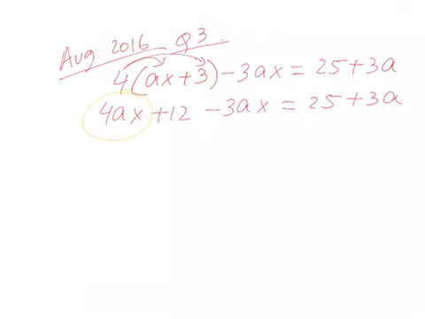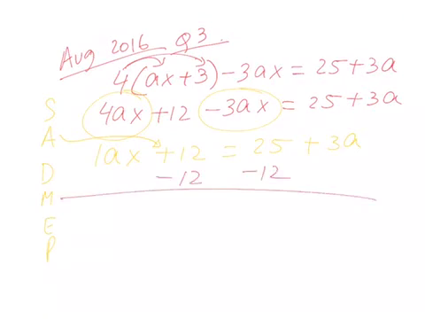Then we can look at the like terms. 4ax and 3ax are the like terms, so we subtract. What do we get? 1ax plus 12 is equal to 25 plus 3a. Then we use SADMAP. We see an addition, so we can subtract the 12 on both sides. That becomes 0, 12 minus 12. So we have 1ax is equal to 13 plus 3a.